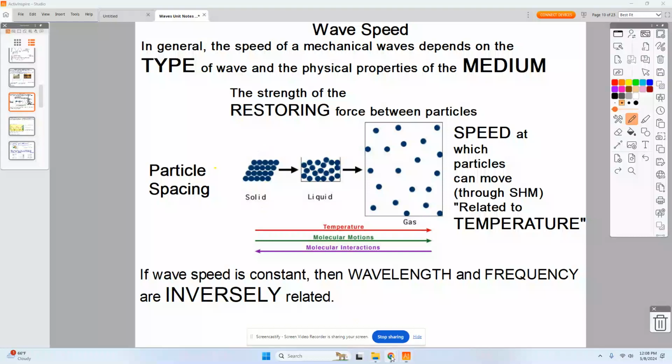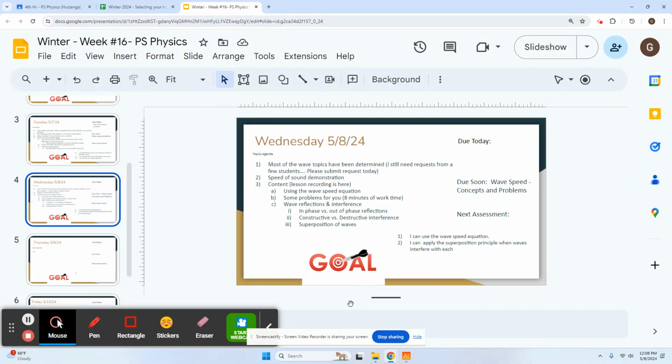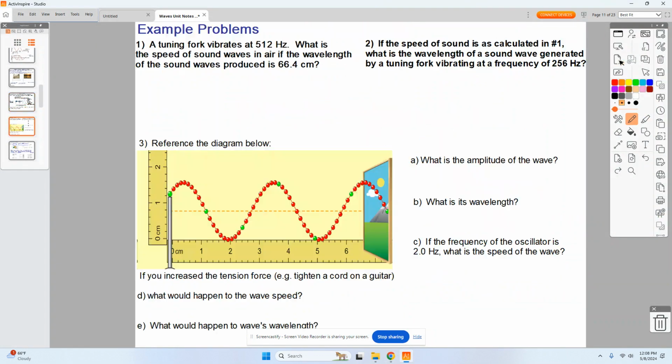Okay, so for this video, we're taking a look at this topic, 5824. In case you're watching this from home, this is where we are. So we're going to look at the wave speed equation.